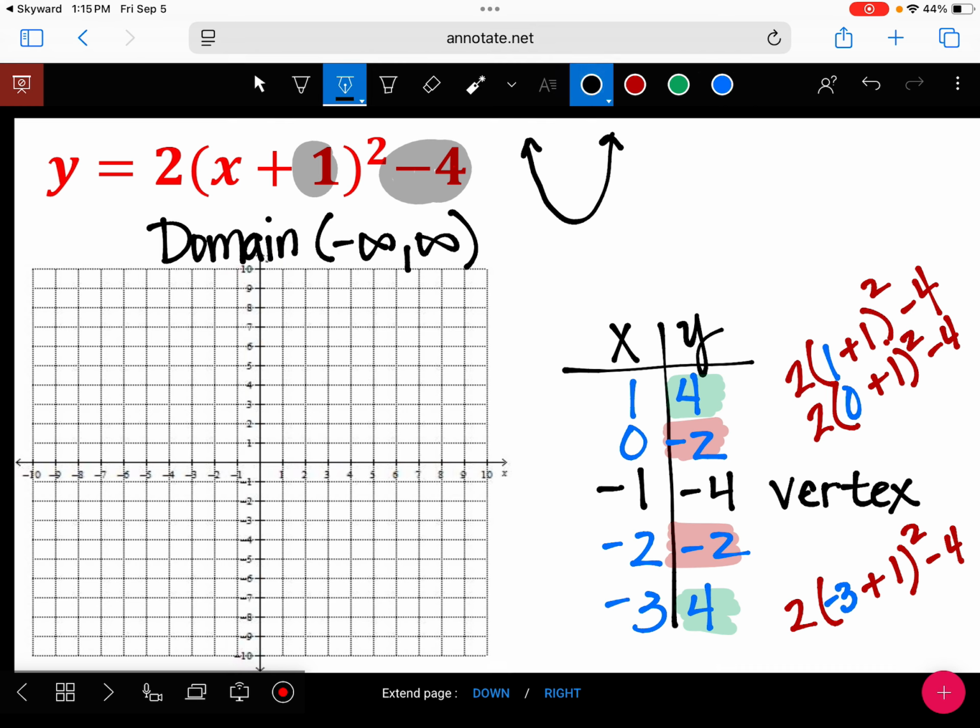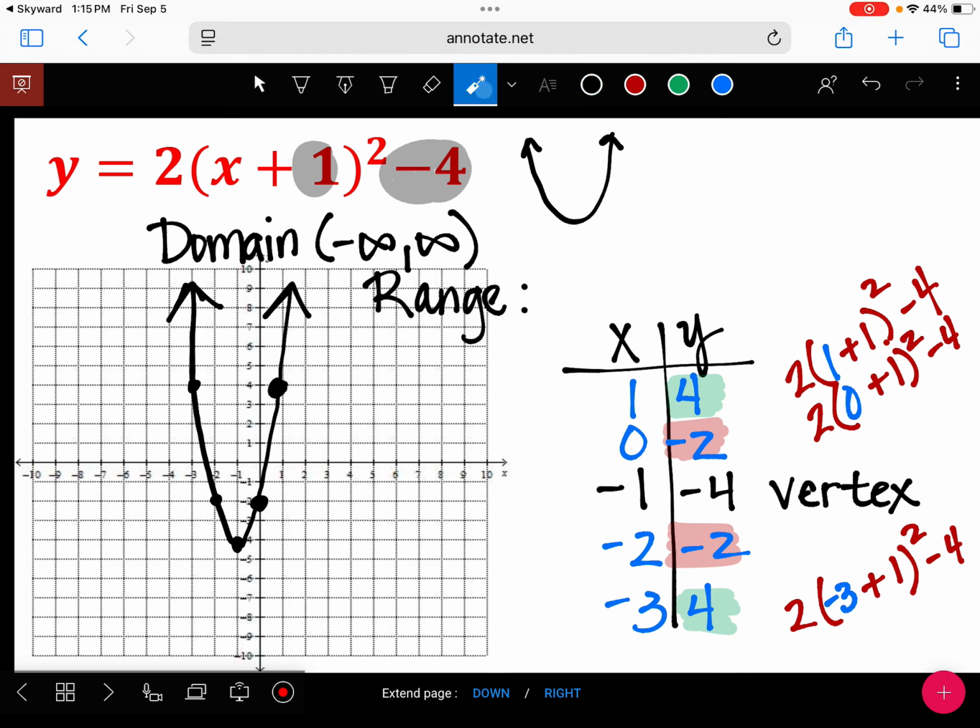So we got a point at 1, 4. I have a point at 0, negative 2. A point at negative 1, negative 4. Then I'm going to make my little U-turn and come back up. And this is what your graph should look like. Domain is all real numbers. What's our lowest y value? How low do we go for y? Negative 4 to infinity.